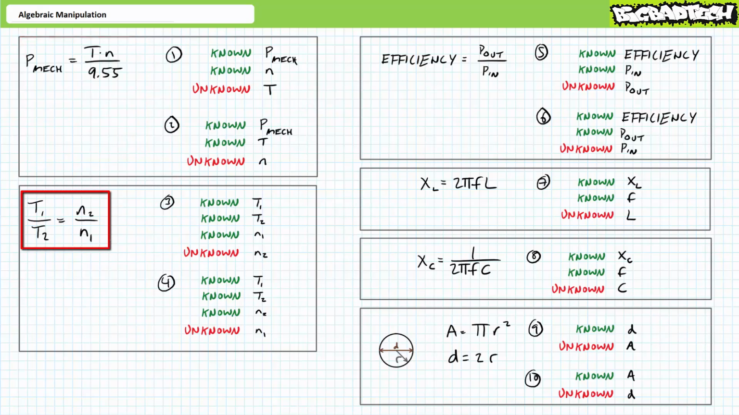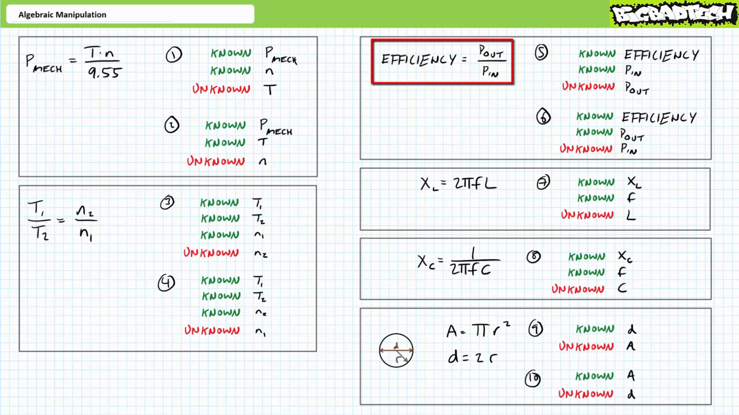The third problem is asking us to solve for unknown quantity N2 in terms of known properties T1, T2, and N1. And the fourth problem is asking us to solve for unknown property N1 in terms of known properties N2, T2, and T1. Now don't freak out about these subscripts. T1 is simply a means of differentiating it from T2. These are not mathematical operators. They're simply subscripts designed to identify certain properties.